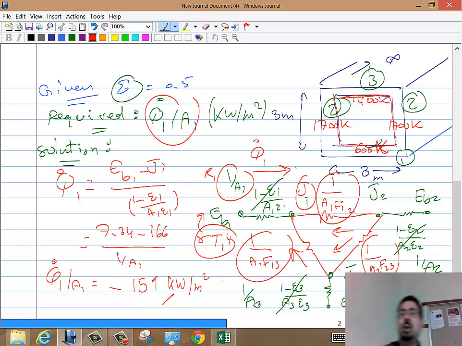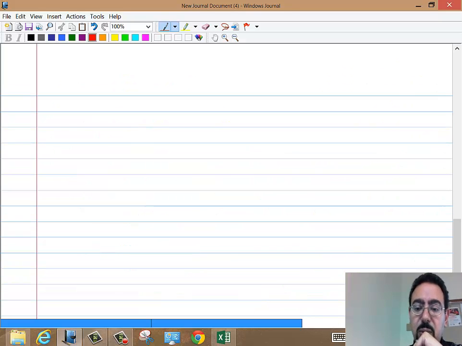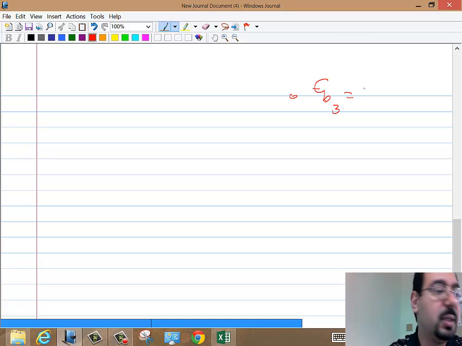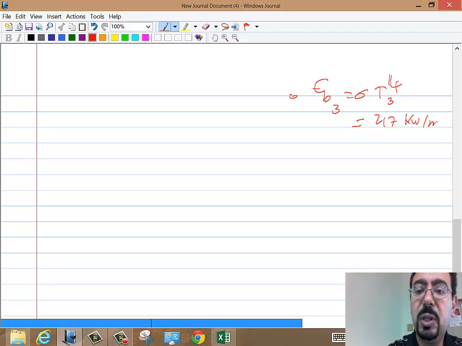All right? So this is the plan for the solution. Now, in order to actually do this, we need to get all the resistances, we need to get all the J's. All right? So let's try to do this. So E black 3, that's simply sigma T3 to the power 4, and that number is 217 kilowatt per meter square.